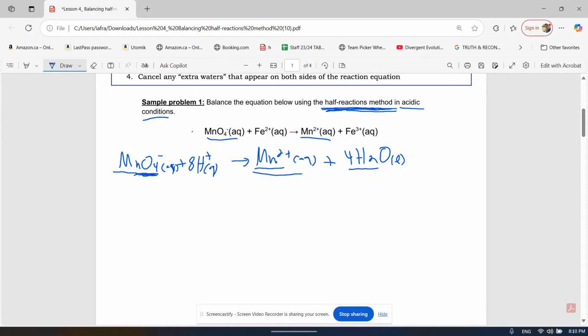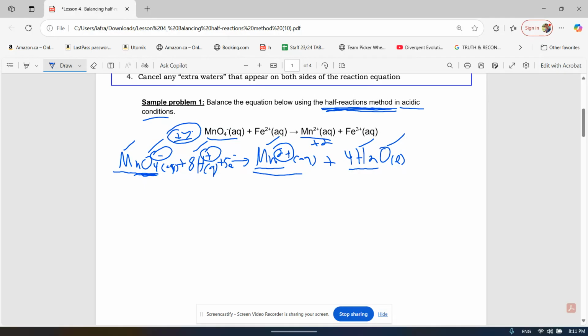Now our last step is to make sure that we have our atoms balanced. So Mn is 1, Mn is 1, O is 4, 8 H's, 8 H's. We also have to make sure our charges are balanced. On this side, you have −1 and +8. That ends up being +7. On this side, you simply have +2. There's nothing else. So we have to bring this side down to 2. And the way we do that is we add electrons. So we're at 7. We're going to add 5 electrons. Now that we've added 5 electrons, we are equal in terms of charges as well.